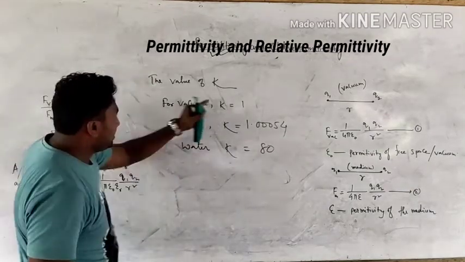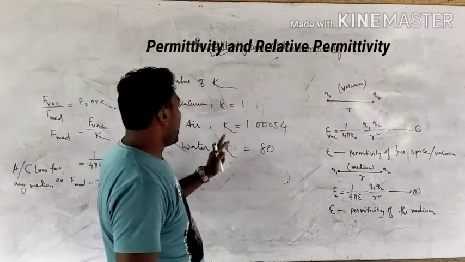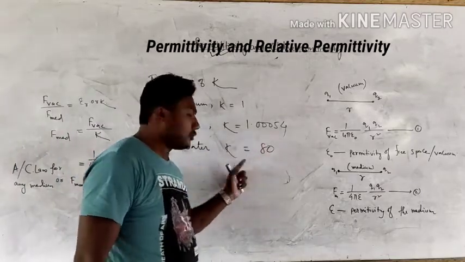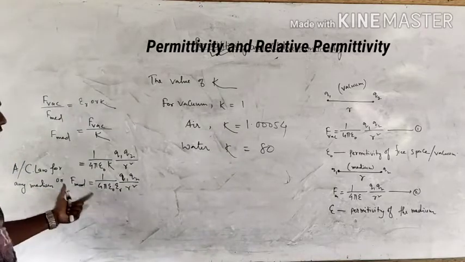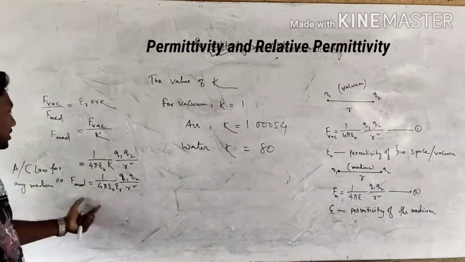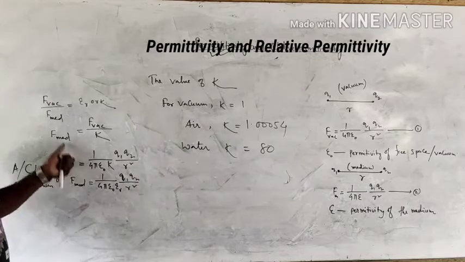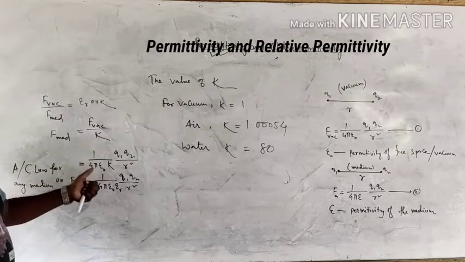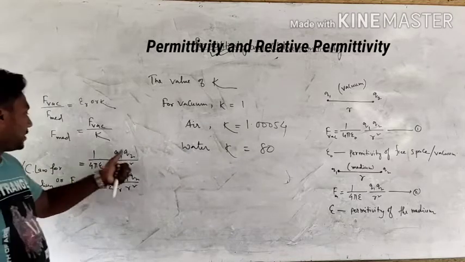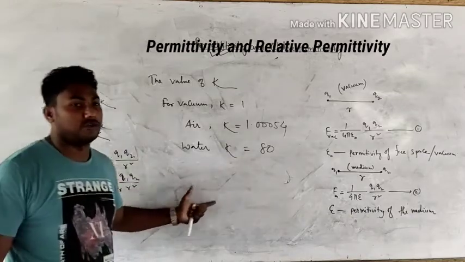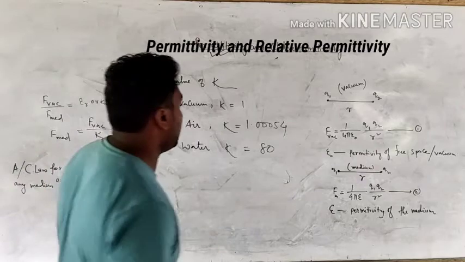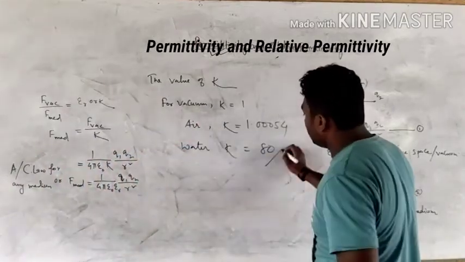So with the value of K equal to 1, K equal to 1.0054, K equal to 80, we can easily find Coulomb's law for any medium. If you place the two charges in a medium, then what will be the Coulomb's law? F medium is equal to 1 by 4 pi epsilon naught K Q1 Q2 by R square. So this is the required value of the Coulomb's law. Remember that. You can remember all these points.